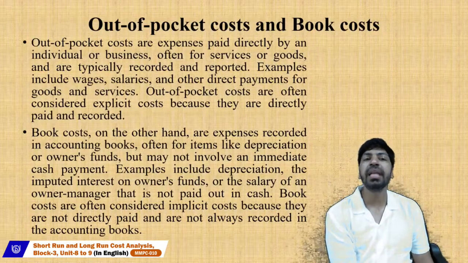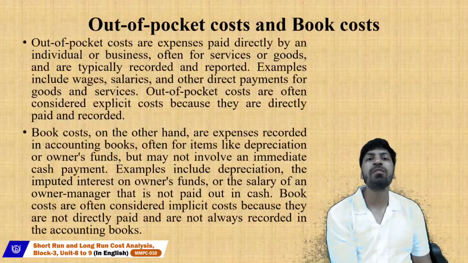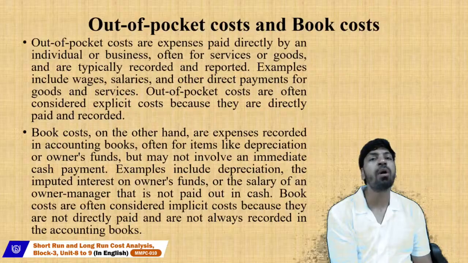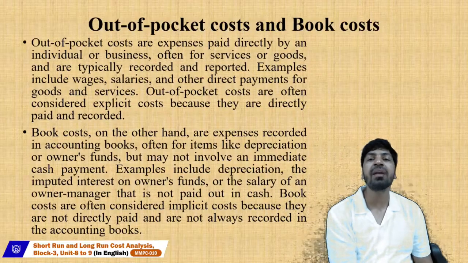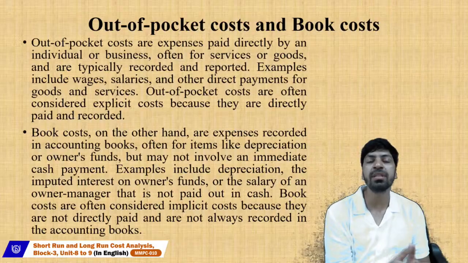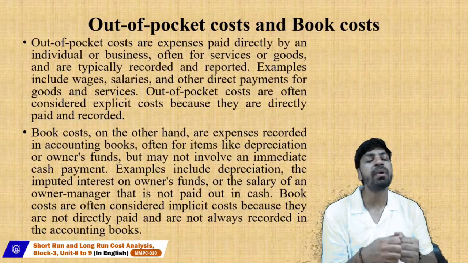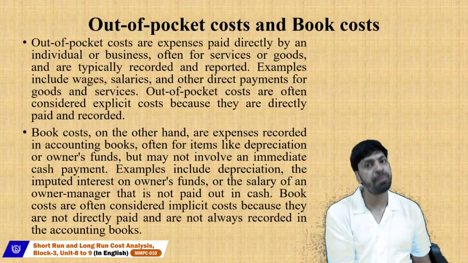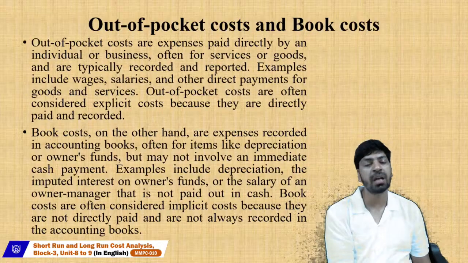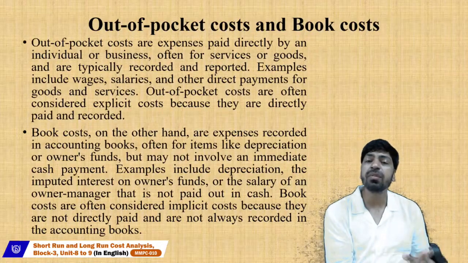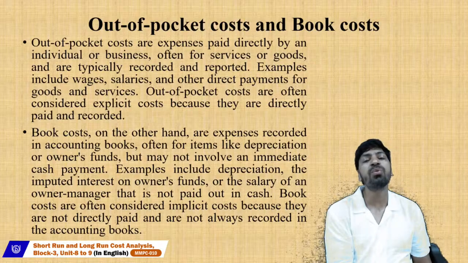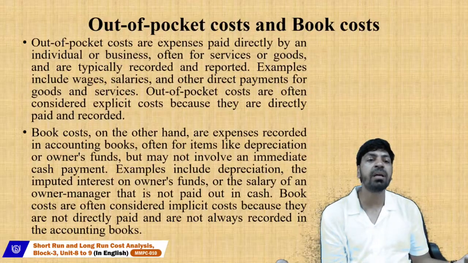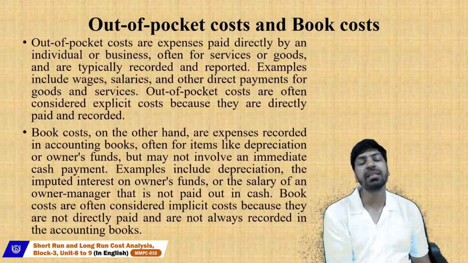Now we come to the next type of cost, that is the out of pocket cost and the book costs. Out of pocket costs are all those expenses which are paid directly by the individual or business for goods or services, which can be easily recorded or reported in the financial books of accounts or statements. They also, for example, include wages, salaries, and any direct payments to vendors, dealers for the goods and services.